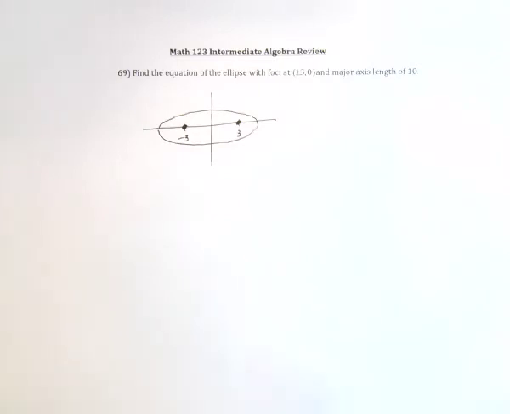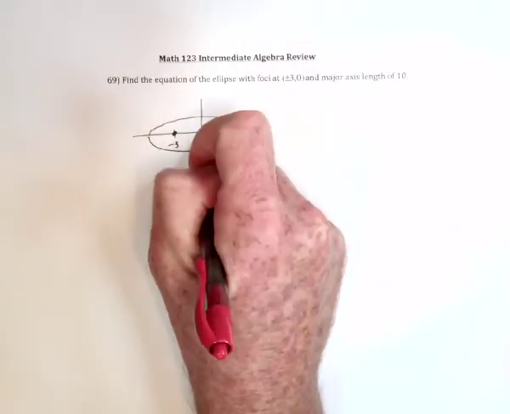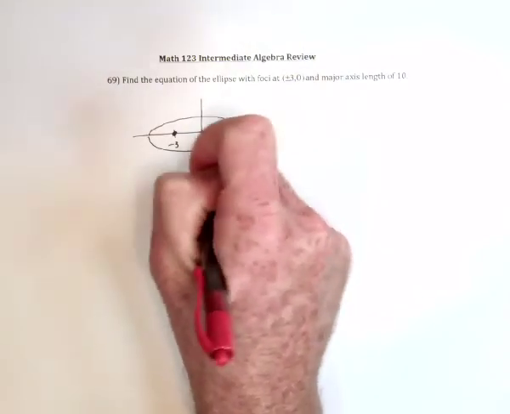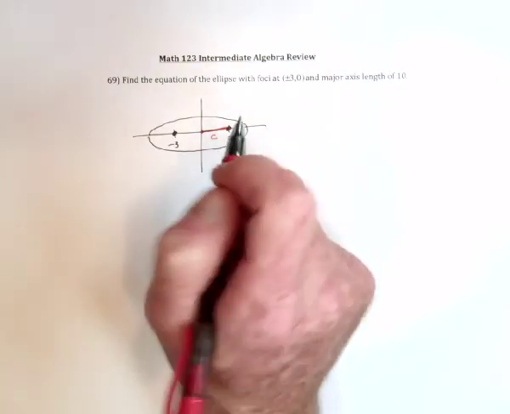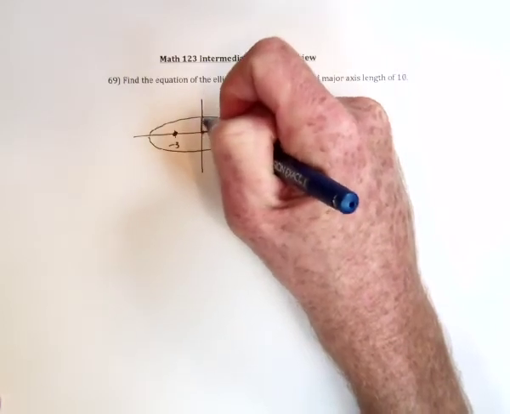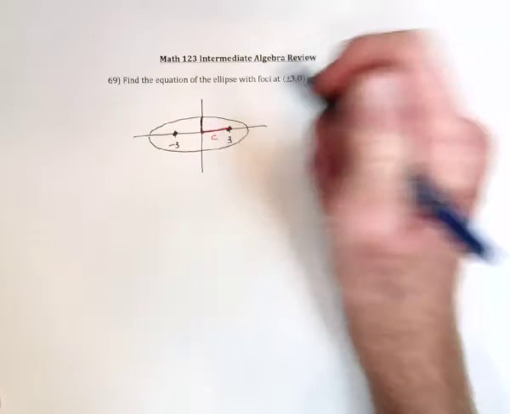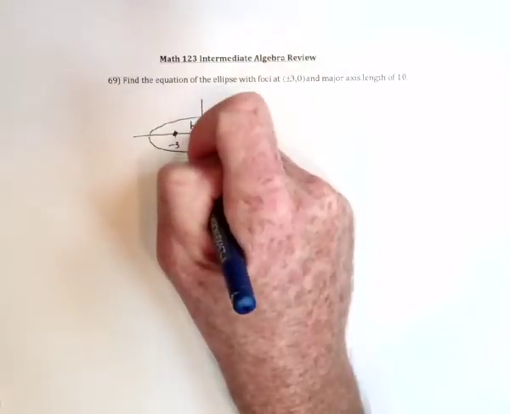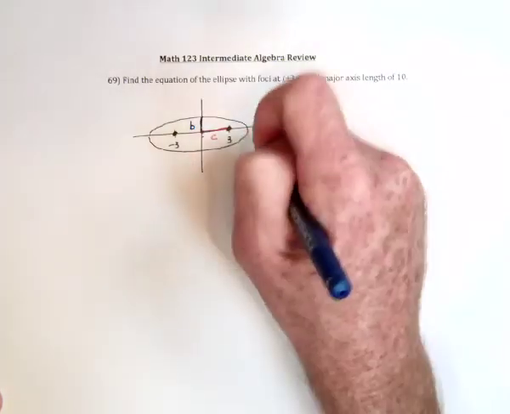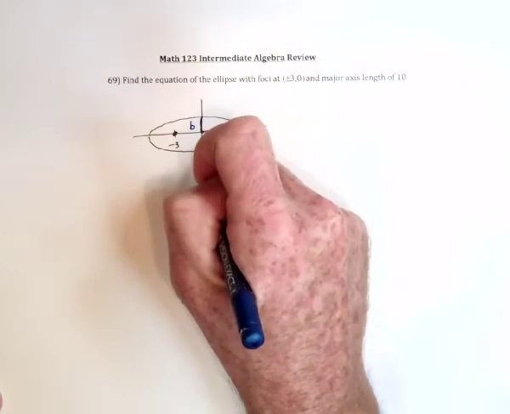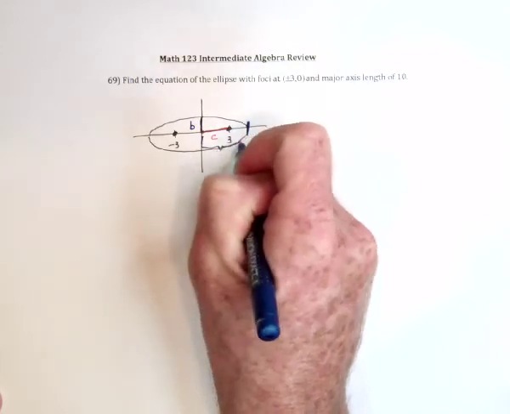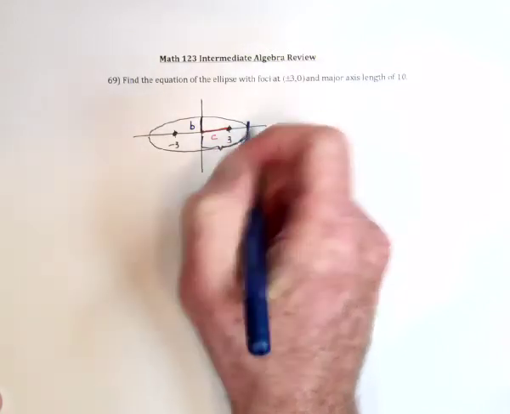And the distance from the center, which in this case is the origin, over to a focus point, that's called the letter C. The distance from here to, so this is called the minor axis across this way. So this is a length of B. And then if you go from the center all the way out to the end of it, that length out to there is called A.